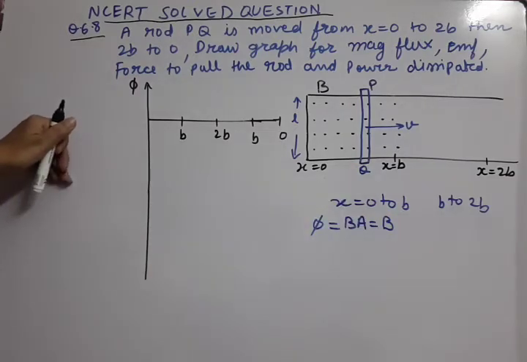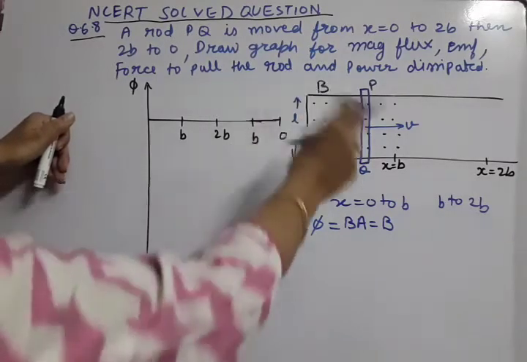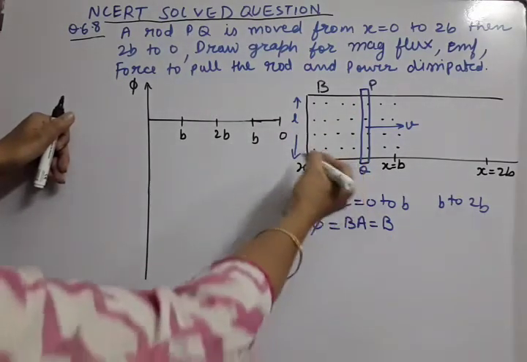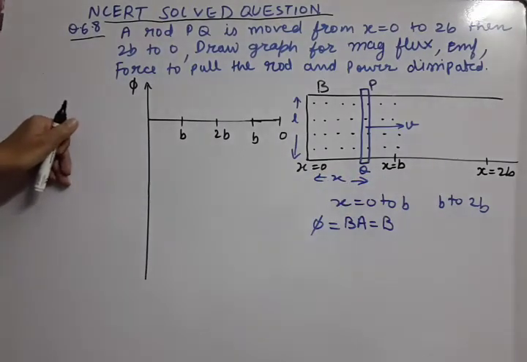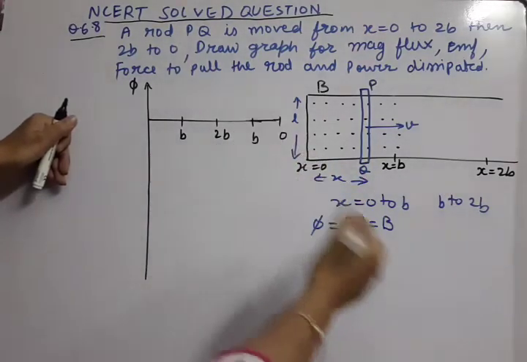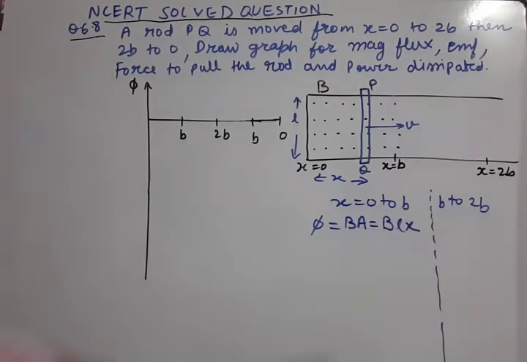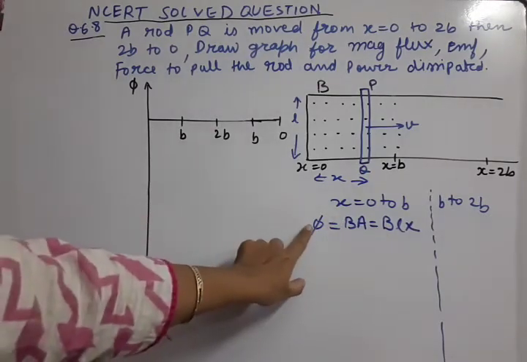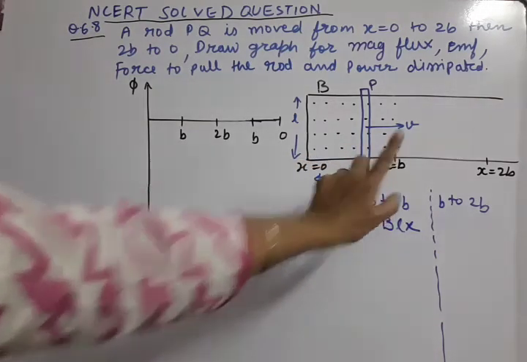Now, how do we calculate this area? B is magnetic field, and A is the area. Now you can see this part is fixed, length L, but this part is variable. So this variable part we will write as x. So here the length L is fixed, here the length x is variable. So area will become L times x, and BA means BLx. So BLx is the answer for the flux in this case, when the rod is moved from 0 to b.